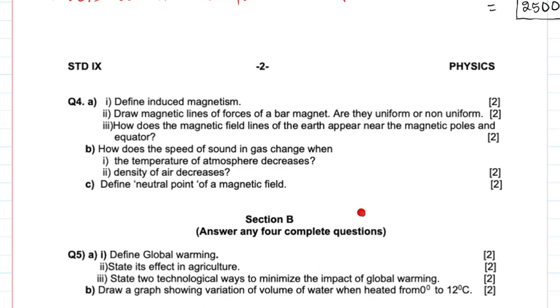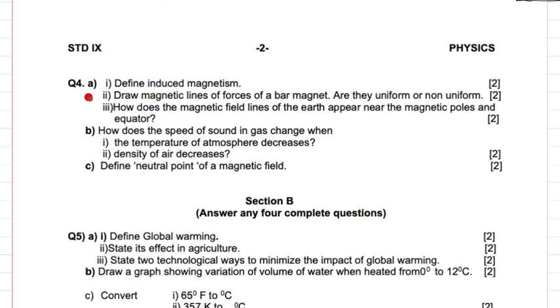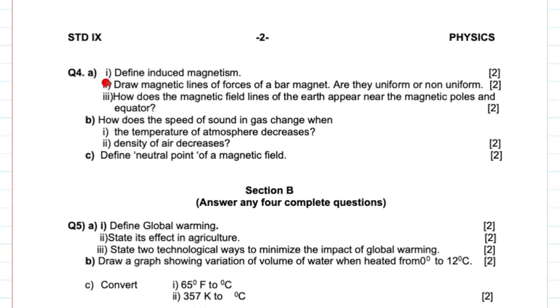Now we come to question 4. Question 4 is very simple. It's just learning work. 4a says define induced magnetism and then draw the magnetic field lines of a bar magnet. Are they uniform or not uniform? And how does the magnetic field lines of the earth appear near the magnetic poles and equator? So let us see how we present that work.